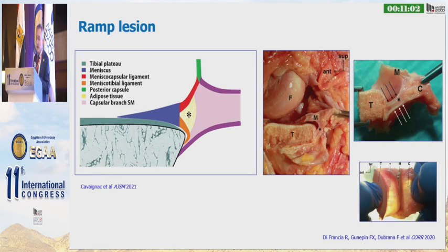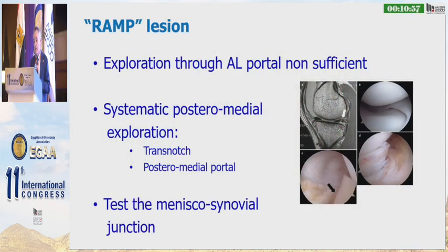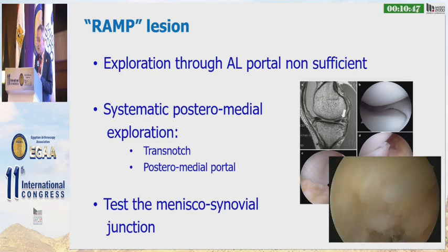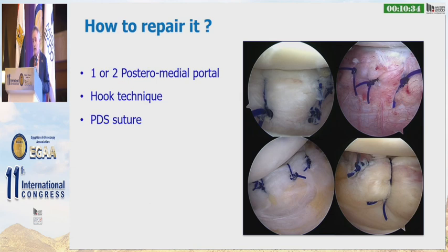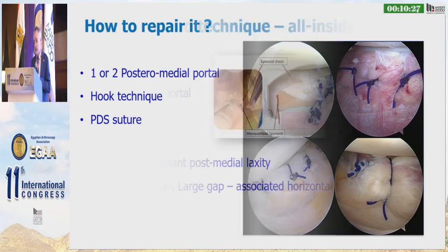Ramp lesion has been already mentioned this afternoon, so I will not stop there. The message is to always look by going transcondylar. This should be part of your routine. And if you have some doubts in transcondylar, use a posteromedial portal to really have a good look at your meniscosynovial attachment and pick up whether the ramp lesion is there or not. How to repair it has been already shown. You can use one or two posteromedial portals with the hook technique, and you will secure the meniscus back.